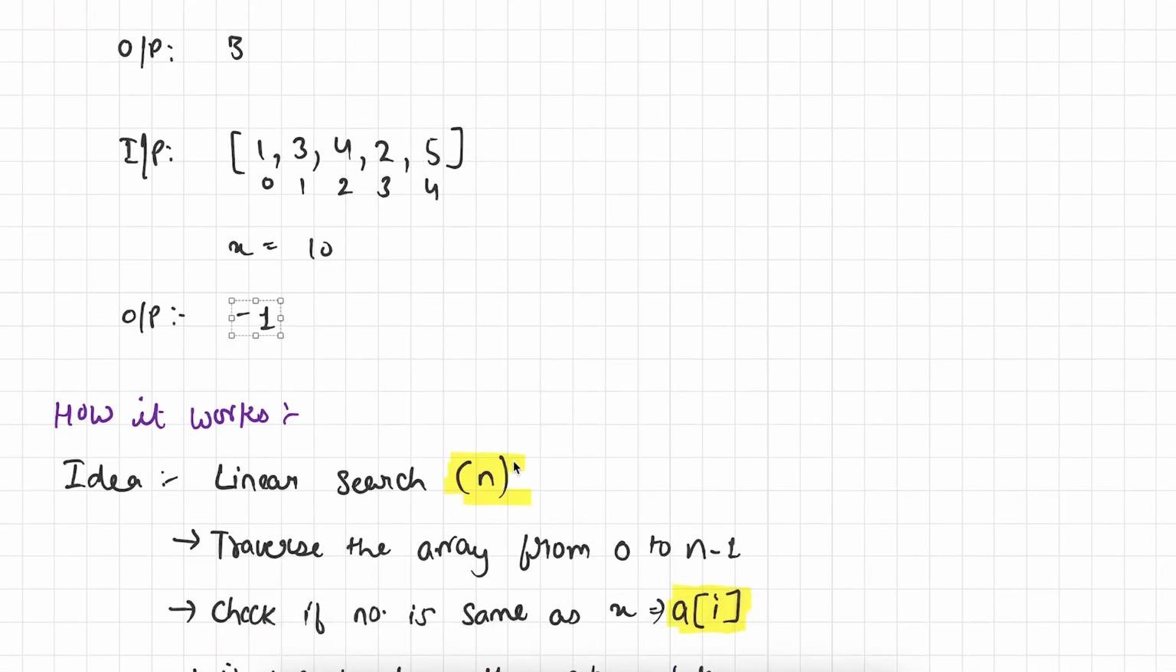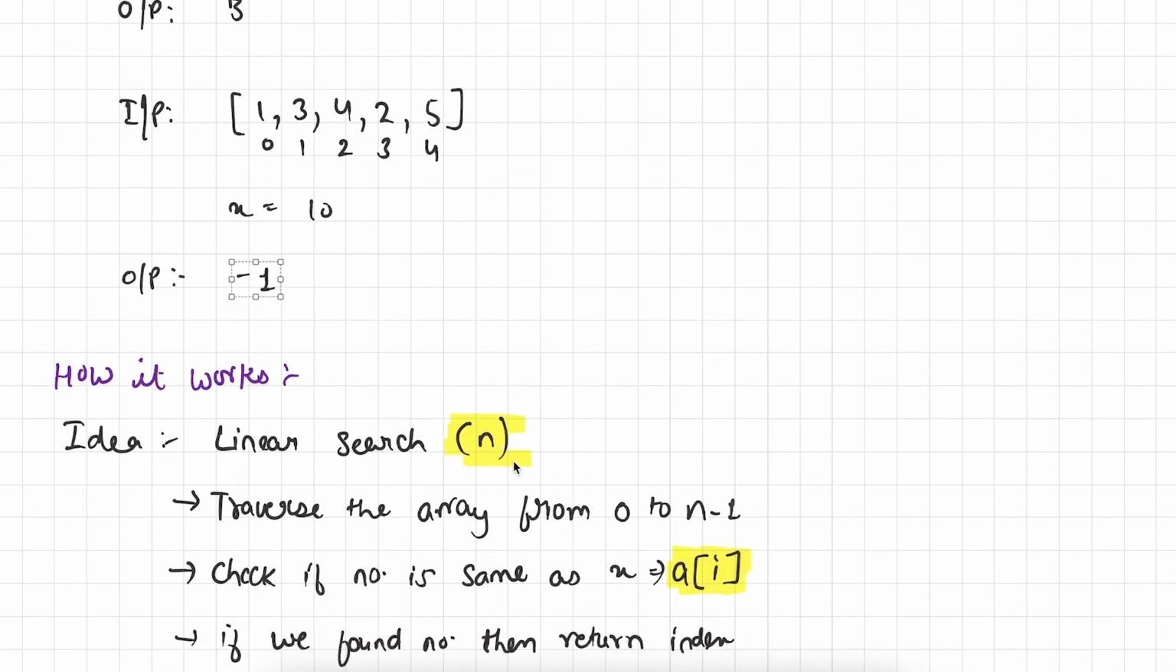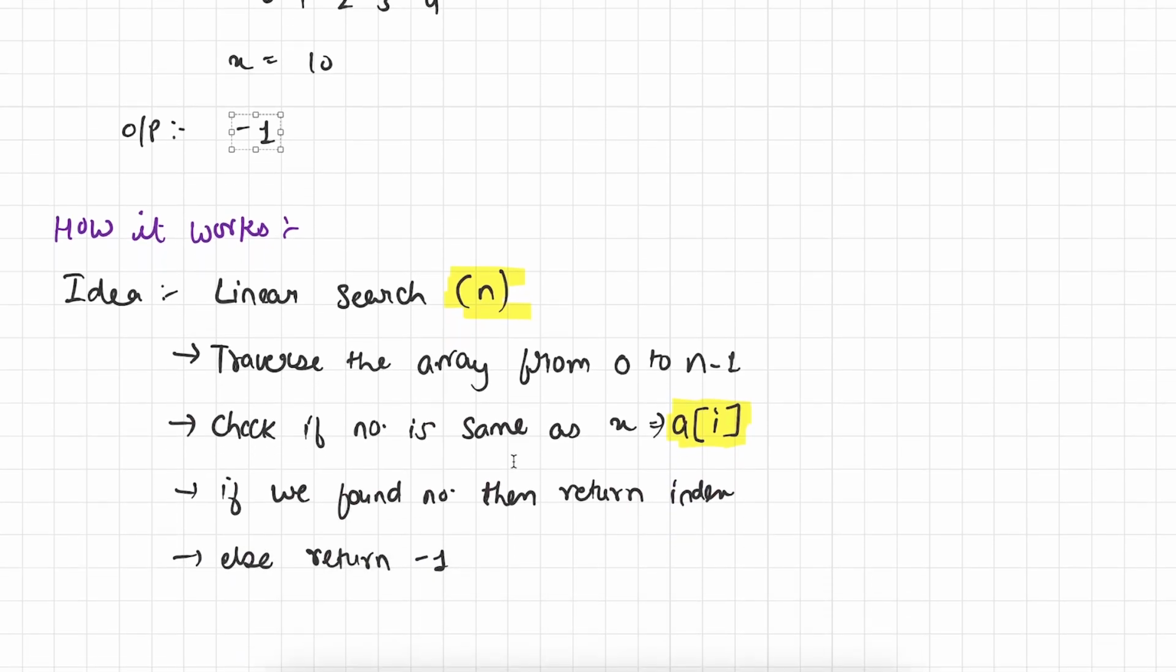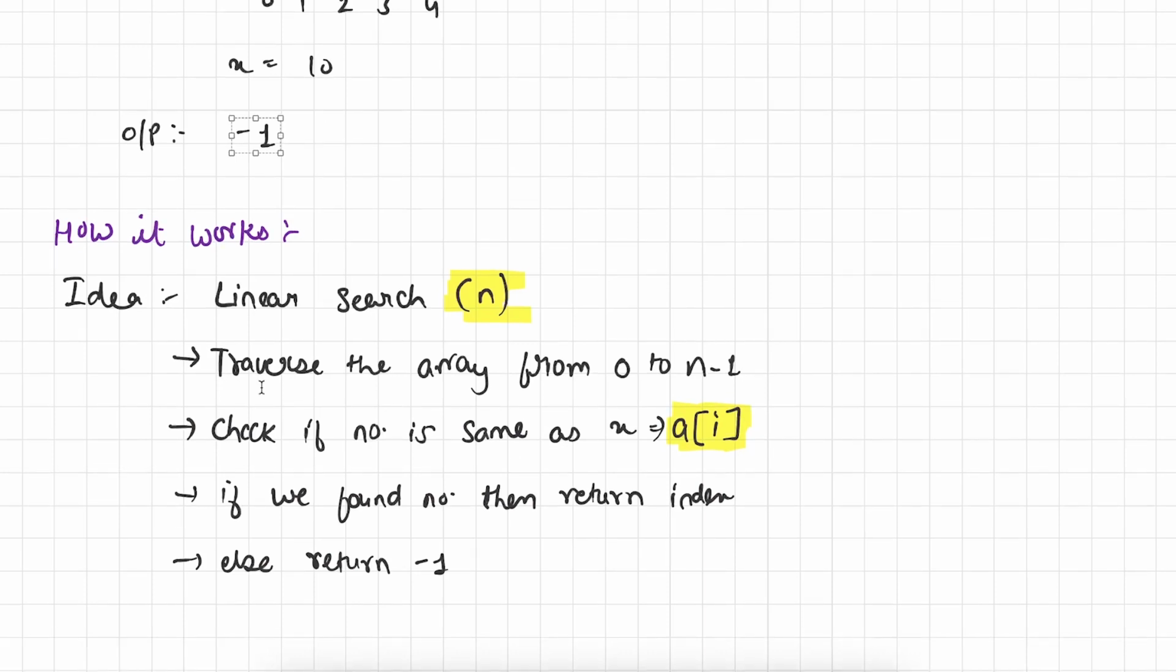Okay, but how does it work? The idea is really simple. We have to traverse all the elements of an array from 0 to n-1, and in every iteration we have to check if the current number we are traversing is exactly the same as the number we want to search or not. If we find that number, then we simply return the index at which the number is present, and if we do not find that number, we simply return -1.